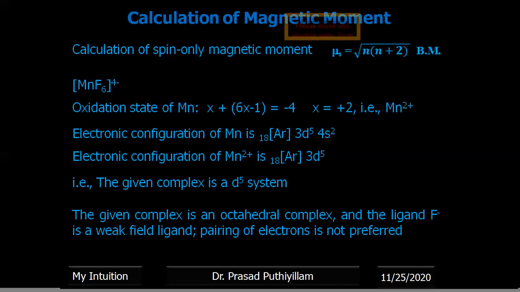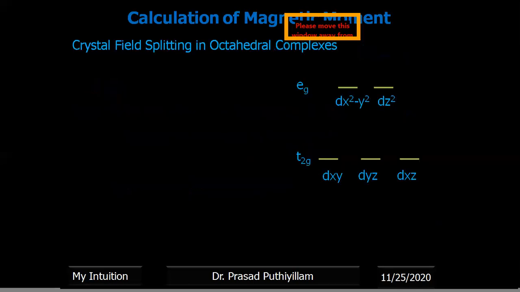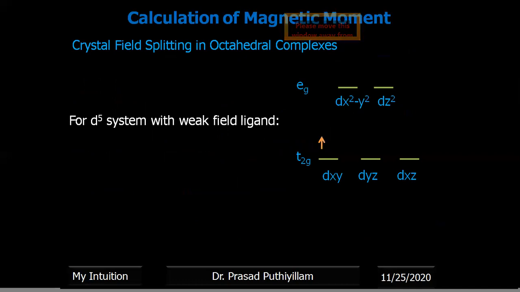Therefore pairing of electrons is not preferred when we arrange the electrons. Since it is a weak field ligand, there is no compulsion of pairing. There is no strong negative charge that forces the electrons to undergo pairing. We already saw in the previous class the crystal field splitting in an octahedral complex. It splits into EG and T2G levels. So for a d5 system with a weak field ligand, pairing is not forced.